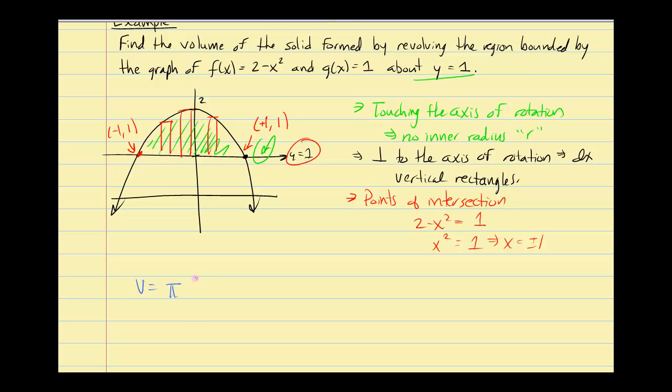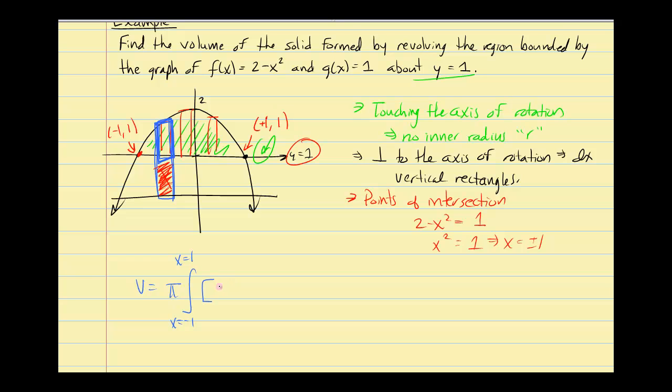So to set up the volume formula for this, I'd have pi, and I'm going to integrate from x equals negative 1 to x equals positive 1. My outer radius, now this is going to be a little bit more difficult. This is my capital R squared, and it's touching the axis of rotation. There's not a gap between the axis of rotation and the graph. But if I were to plug in 2 minus x squared, that would give me this height, and I don't want that height. I want this big chunk chopped out of it. So this area that's shaded in red needs to be removed in order to figure out your outer radius.